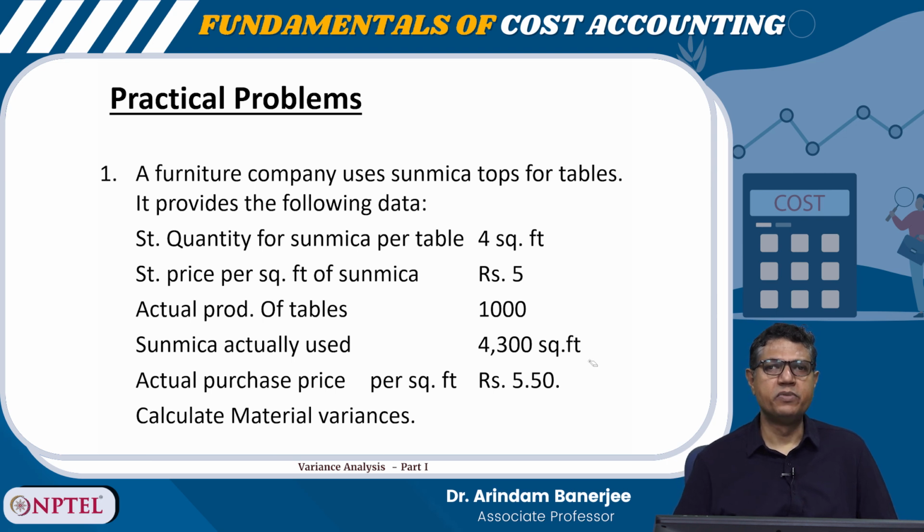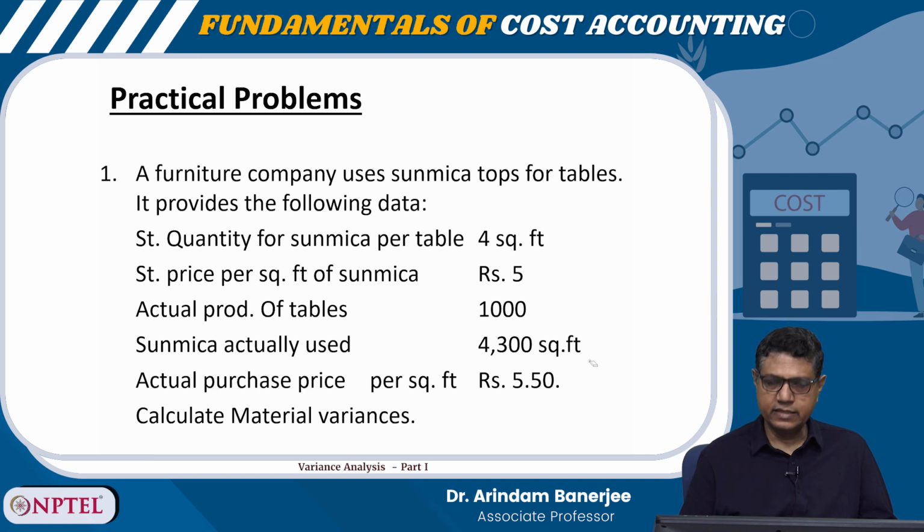A furniture company uses Sunmica tops for tables. It provides the following data: standard quantity for Sunmica per table is 4 square feet, standard price per square foot of Sunmica is 5, actual production of tables is 1000, Sunmica actually used is 4300 square feet, actual purchase price per square foot is 5.50. Now, you need to calculate the material variances.